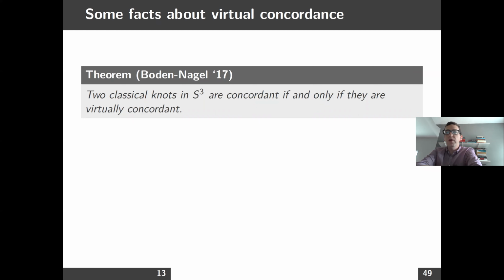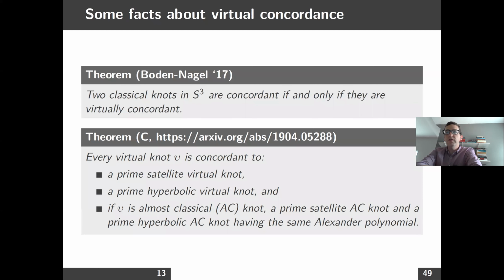Another thing that we know, which is similar to the theory of classical knot concordance, is that every virtual knot is concordant to a prime satellite knot and a prime hyperbolic virtual knot. And if the virtual knot is almost classical, it's concordant to a prime satellite AC knot and a prime hyperbolic AC knot having the same Alexander polynomial.